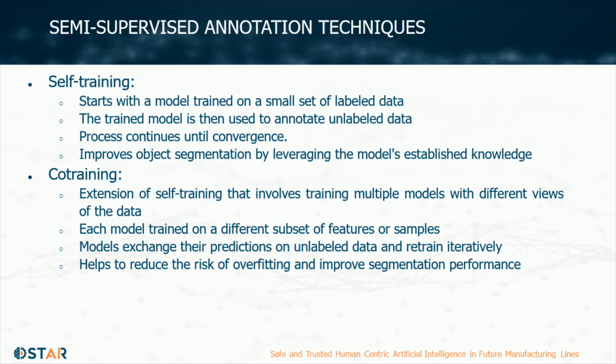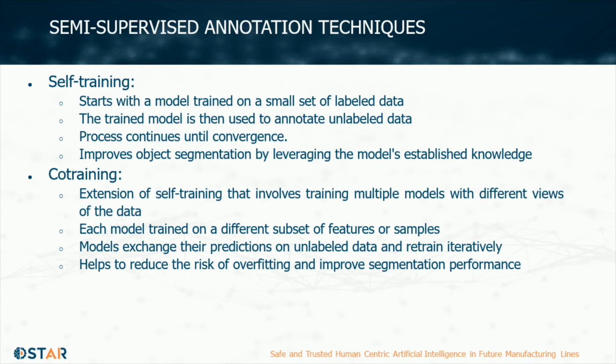Self-training. Self-training starts with a model trained on a small set of labeled data. The trained model is then used to annotate unlabeled data, which is subsequently added to the training set. This iterative process continues until convergence. Self-training can improve object segmentation by leveraging the model's established knowledge.